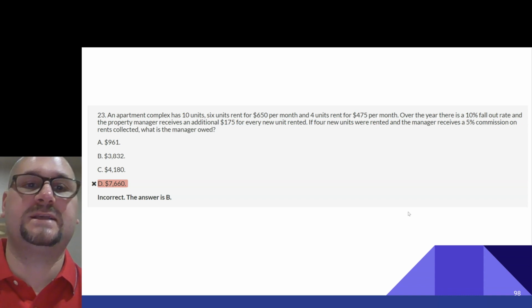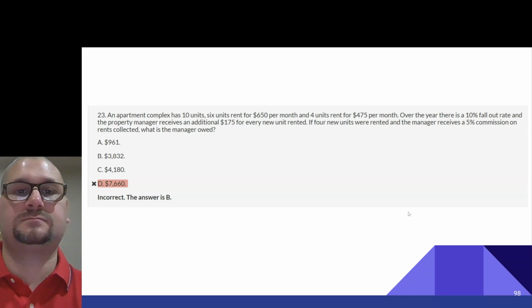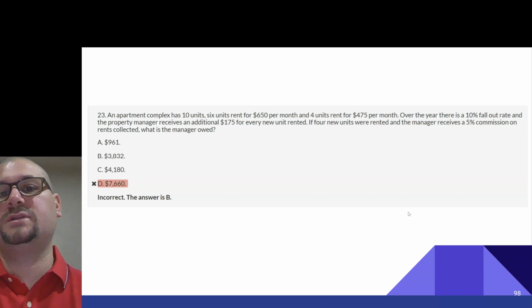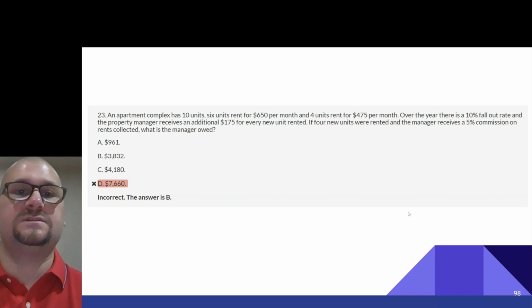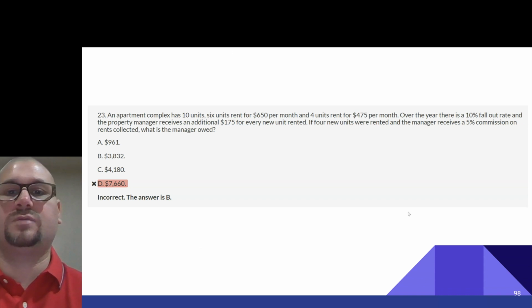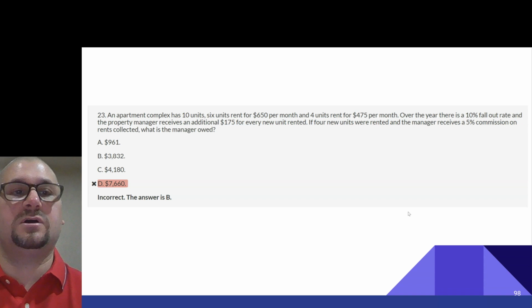An apartment complex has 10 units. 6 units rent for $650 per month, and 4 units rent for $475 per month. Over the year, there's a 10% fallout rate, and the property manager receives an additional $175 for every unit rented. If 4 units were rented and the manager receives a 5% commission on rents collected, what is the manager owed?